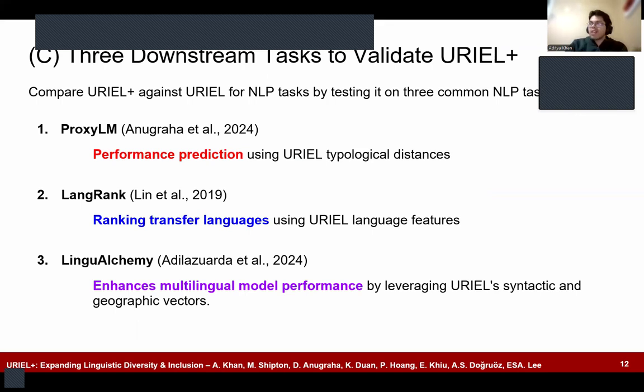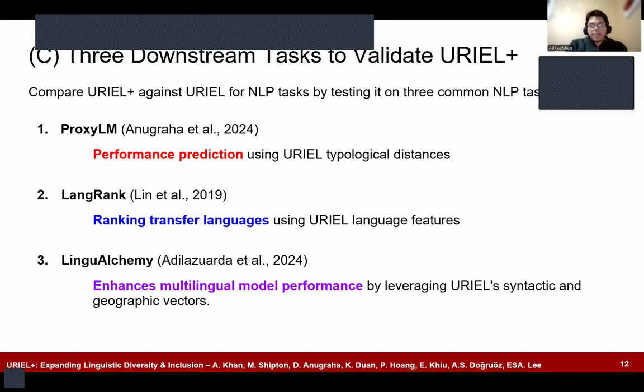Now, we have all those improvements. It remains to actually validate URIEL Plus on them. So we compare URIEL Plus against URIEL for NLP tasks by comparing the distances computed on the vectors in these knowledge bases, or alternatively, the vectors themselves. We tested it on three very common NLP tasks. The first of these is ProxyLM, which is a performance prediction task in particular. It uses URIEL typological distances within the regressive framework. So we compare URIEL and URIEL Plus distances to see which gives better performance within this task.